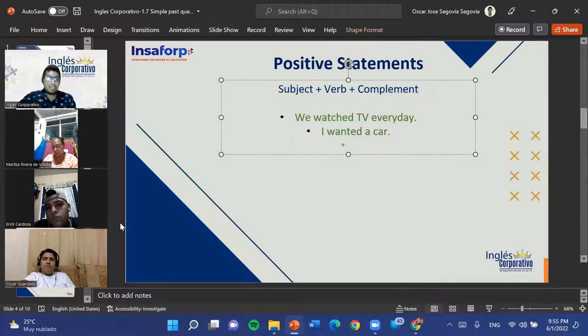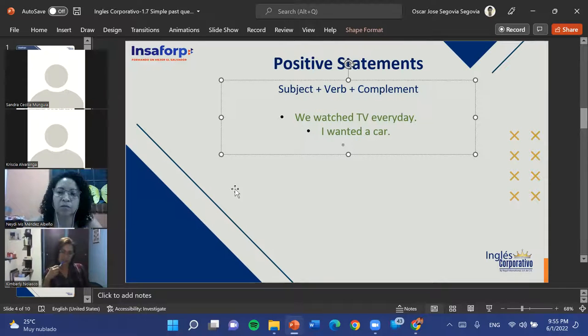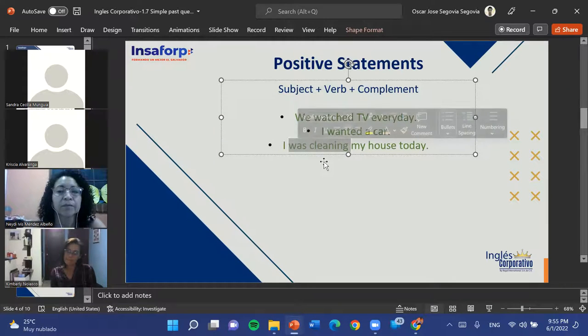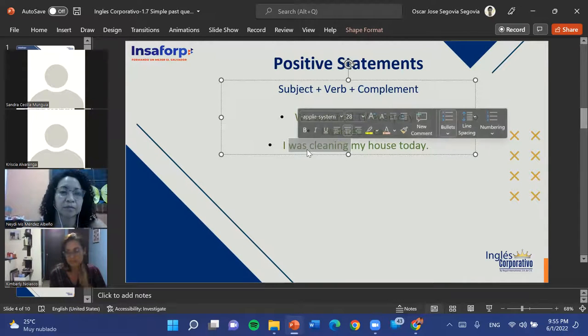All right, an example coming from Nady. I was cleaning my house today. Okay. Ahora, entonces aquí le voy a cambiar un poquito, ¿sí? porque este es un tiempo distinto. Cuando hablamos de was cleaning, este es el pasado progresivo. Entonces, si ahorita estamos hablando solamente del simple past.